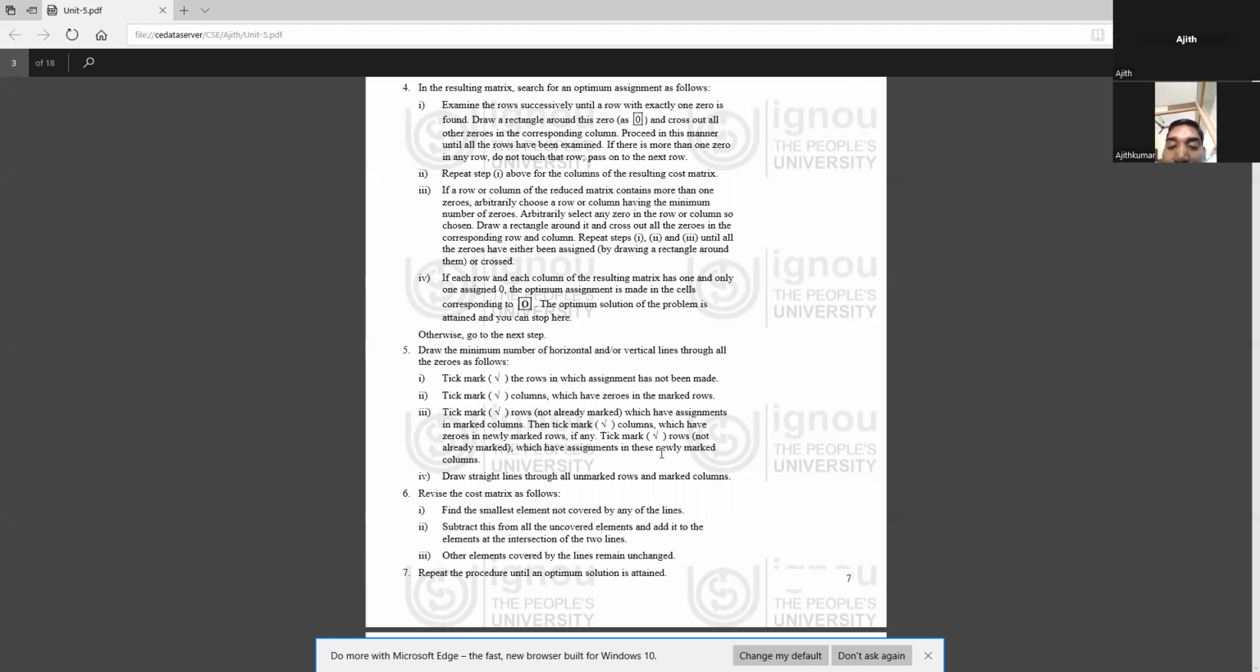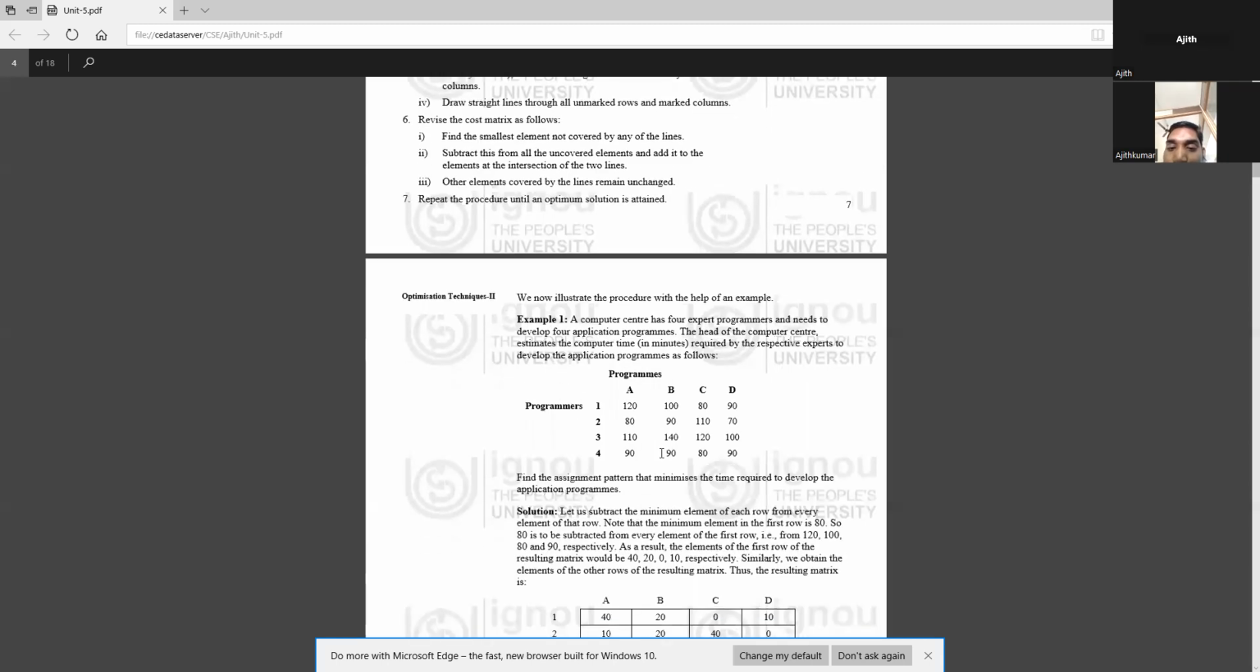Revise the cost matrix. Find the smallest element not covered by any line. Subtract it from the uncovered elements and add it to the elements at the intersection of two lines. Other elements covered by the lines remain unchanged. Repeat the steps until the optimal solution is obtained.